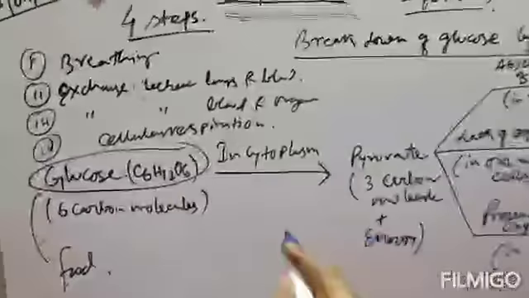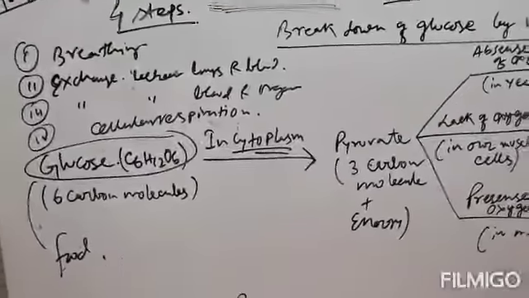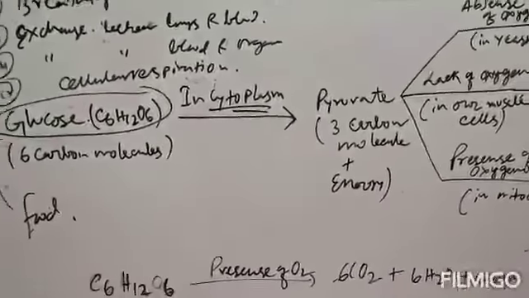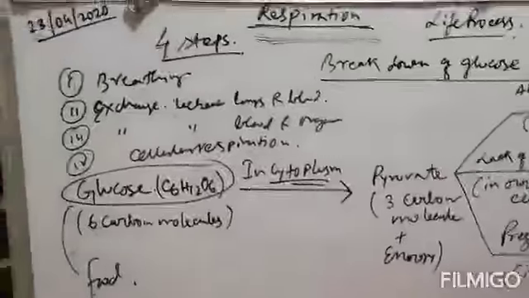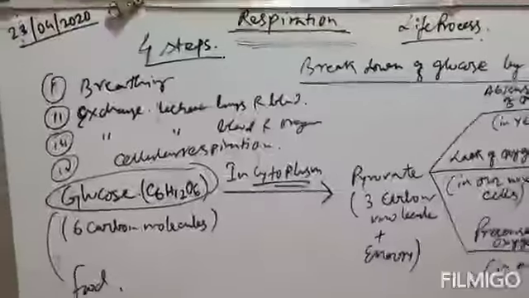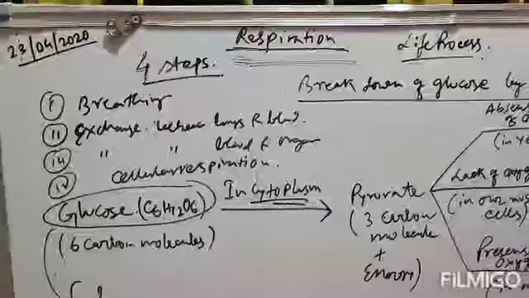Now whenever food or glucose enters into cells, it first goes to cytoplasm. Clear? And as soon as it reaches cytoplasm, it converts to pyruvate compound. Listen carefully. Whenever food or glucose enters into a cell, it first goes to cytoplasm. As soon as it reaches cytoplasm, it converts into pyruvate compound.